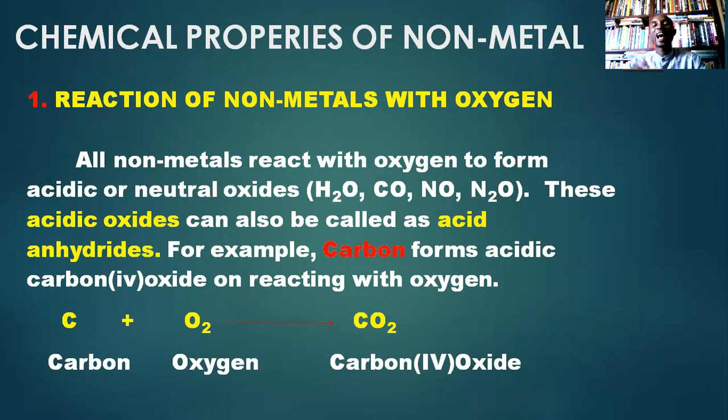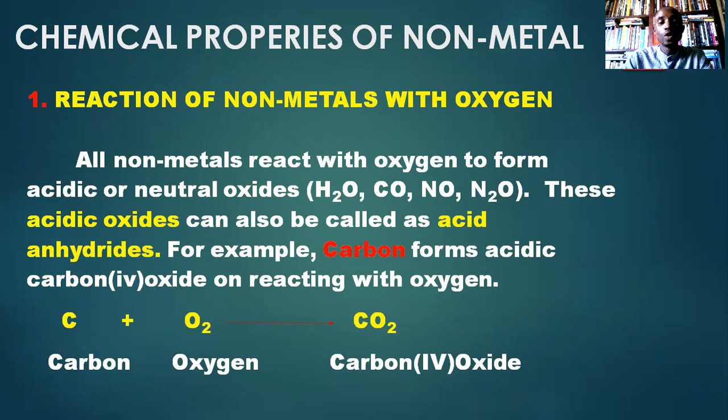Acidic oxide has to do with acid anhydride. This acidic oxide can also be called acid anhydride. Anhydride or anhydrous means something that doesn't contain water, meaning that acid anhydrides are substances that, when water is added to them, form acids.